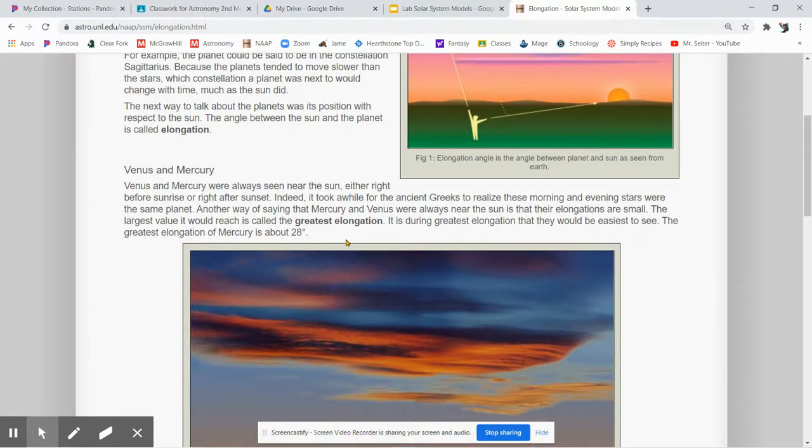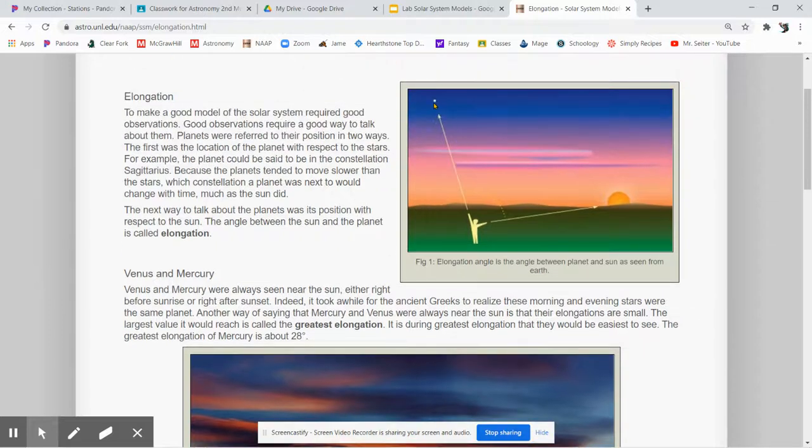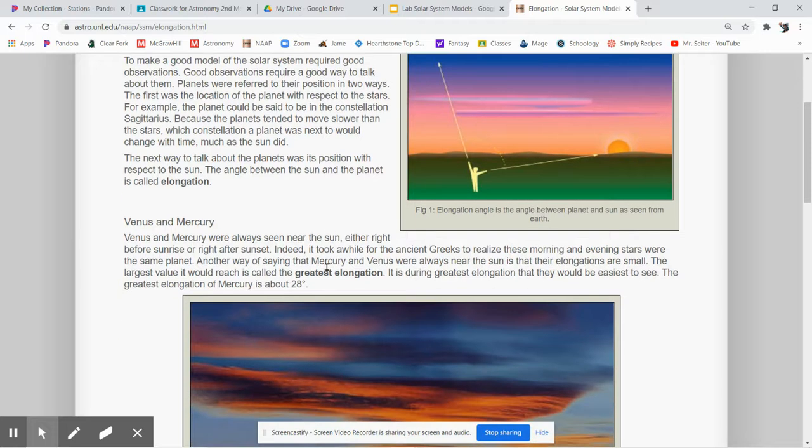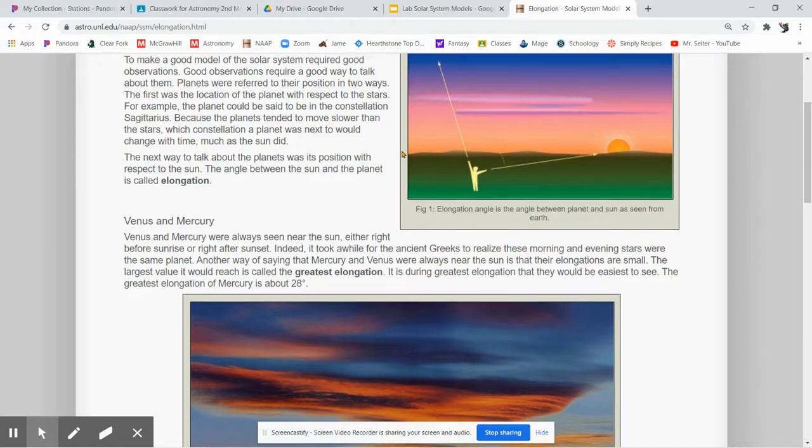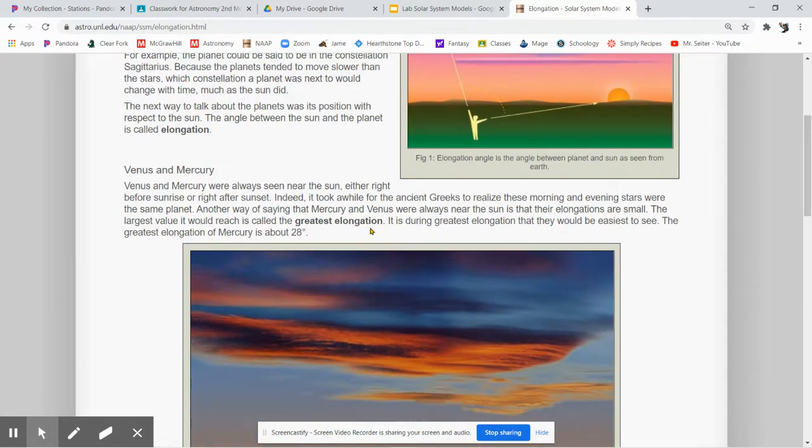Venus and Mercury. And you can see right here what elongation is. We'll just say here's a planet, and this angle is called the elongation of a planet. It's the angle between the person looking toward the sun and the planet. Venus and Mercury were always seen near the sun, either right before sunrise or right after sunset.